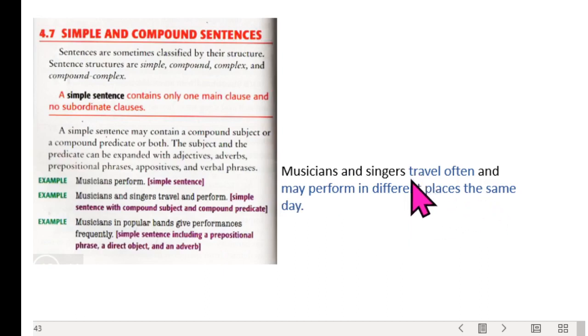If you only have one predicate, travel often, the coordinating conjunction or the connector, and then another verb, another action, may perform in different places at the same time or the same day, it is a compound predicate. Since it doesn't have another subject after the connector, it is not a compound sentence. It is a simple sentence with a compound subject and a compound predicate. Two actions, two verbs, or more. You see?